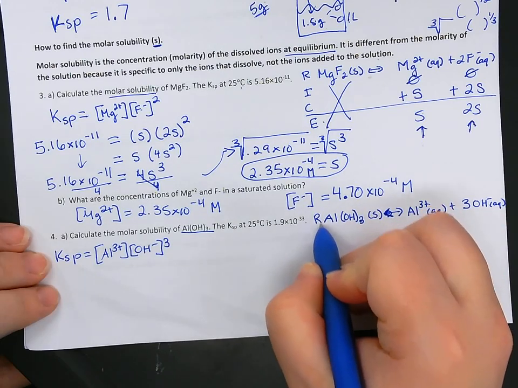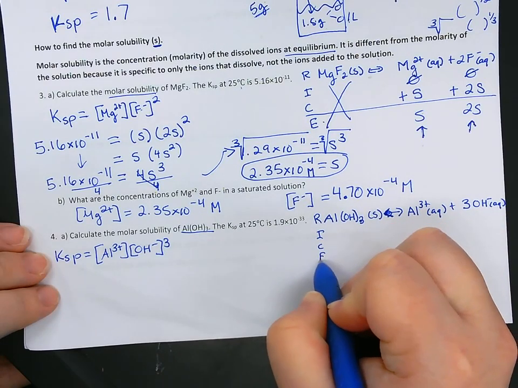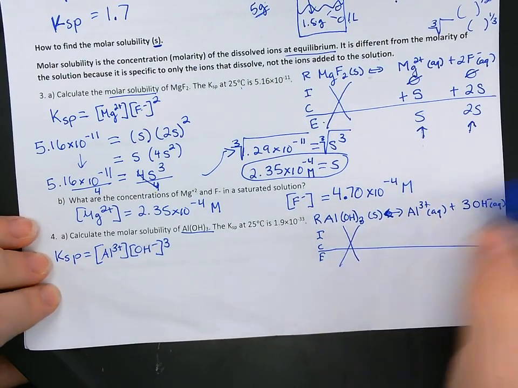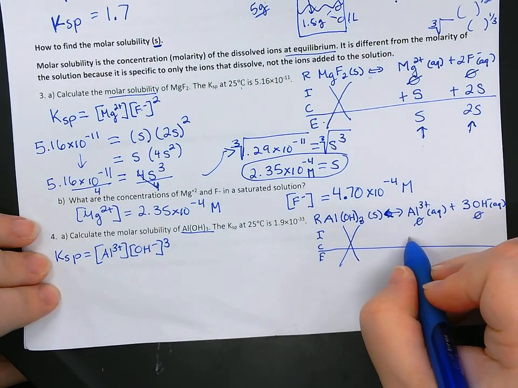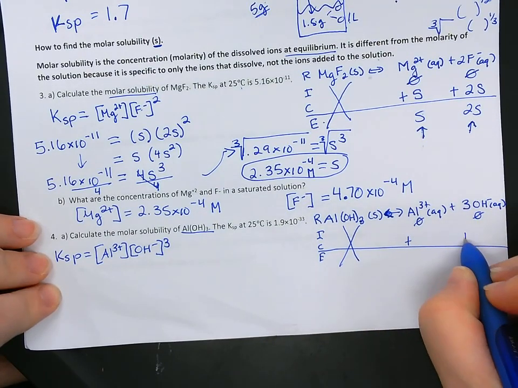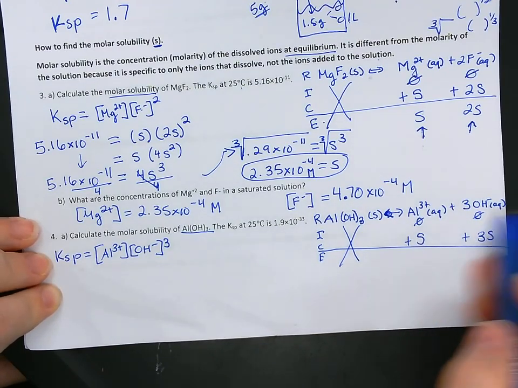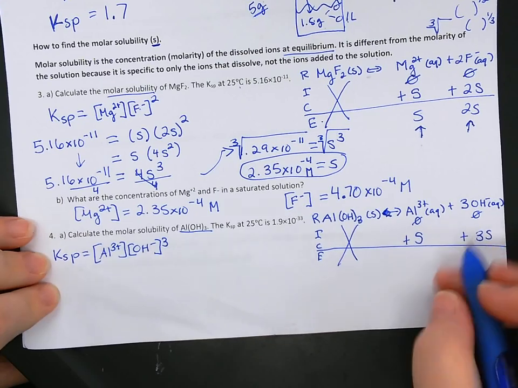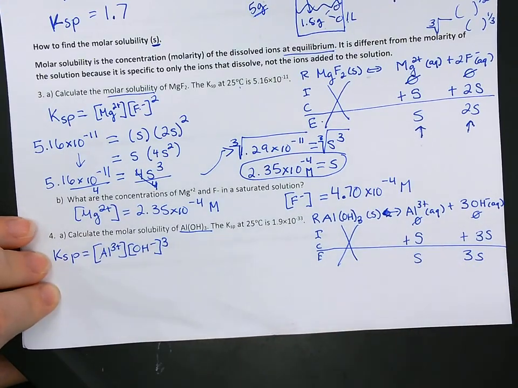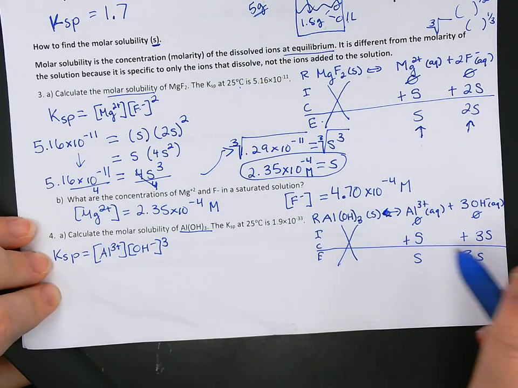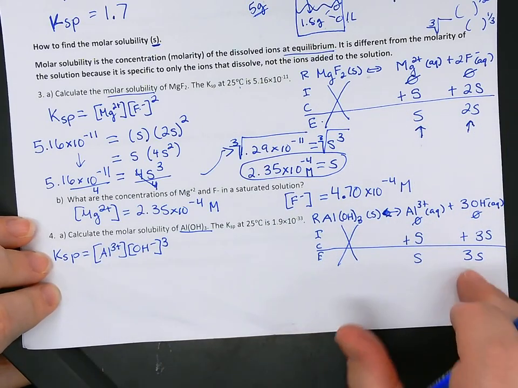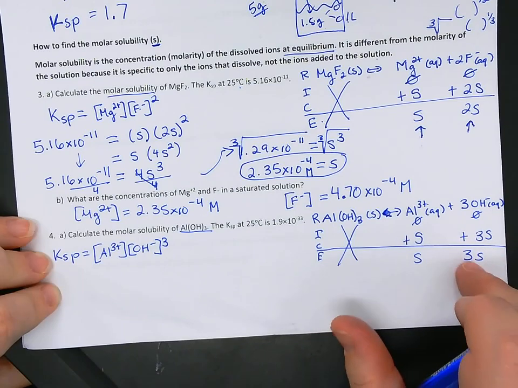So now again, I'm going to write the little RICE table. We don't have any solid. We're starting with none of this dissolved. We're going to add to this side, and we don't know what the amount is, but it's S and then 3S because of our coefficients. So S and 3S. Now, if you're starting to see the pattern of what happens here, right, we get S and 2S, S and 3S. You don't have to show this RICE table every time, but I often see people forget that coefficient, and that's where we get issues.